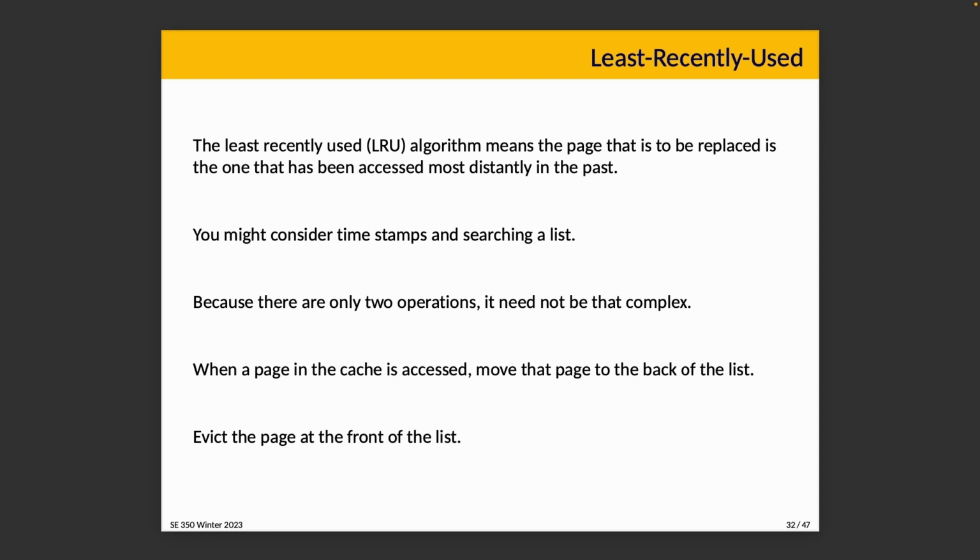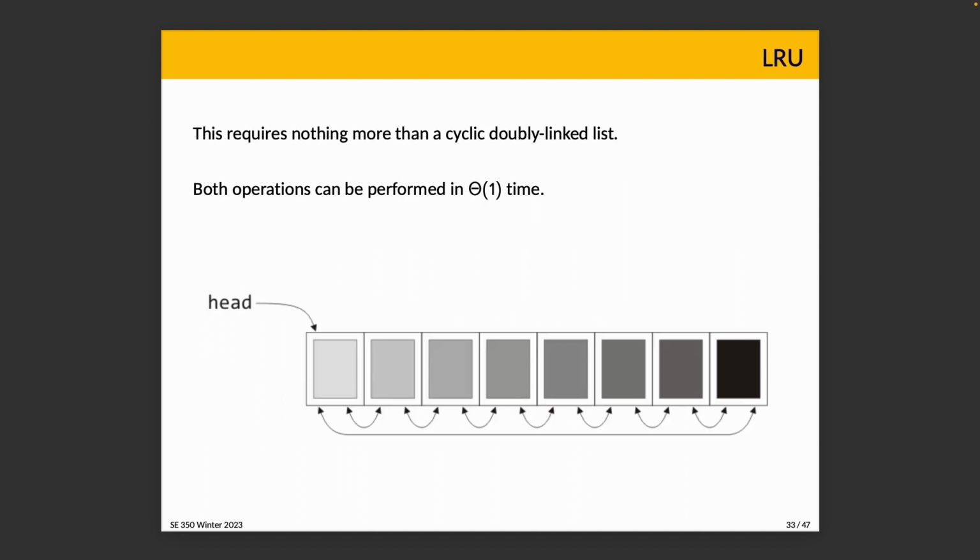The least recently used algorithm says the page that should be replaced is the one that has been accessed most distantly in the past. If you wanted to implement this, you might consider timestamps and then searching the list for when the timestamp was set, but it really doesn't have to be that complicated. When a page in the cache is accessed, we just move it to the back of the list, and we evict the page at the front of the list.